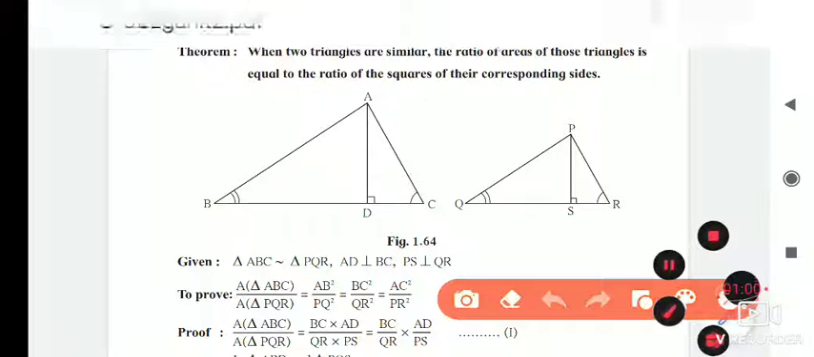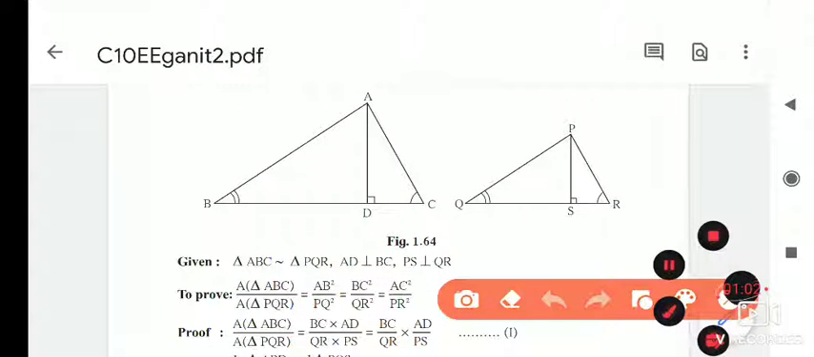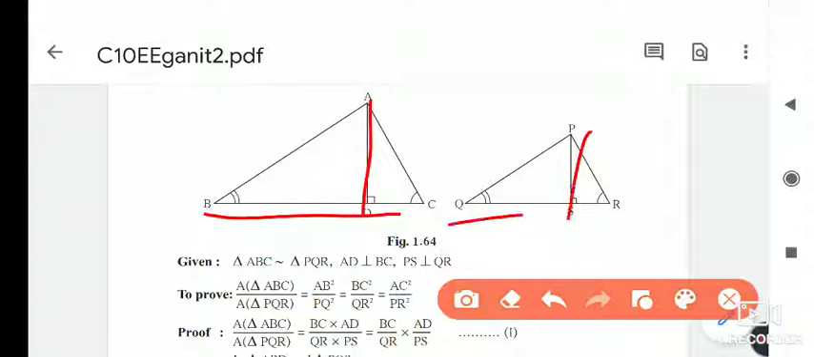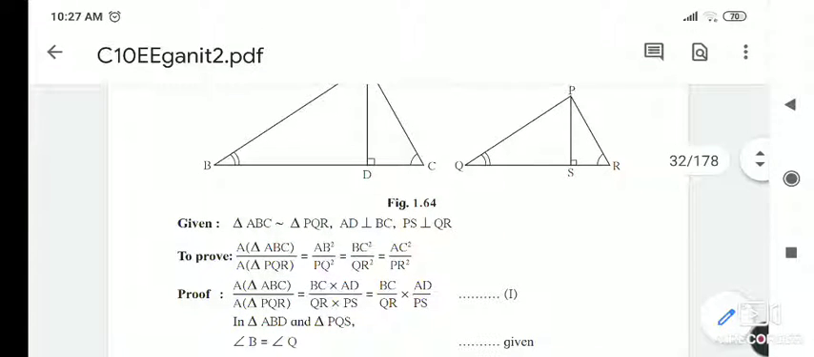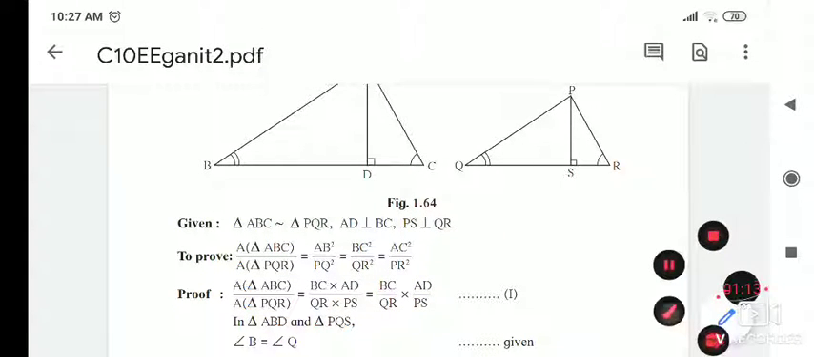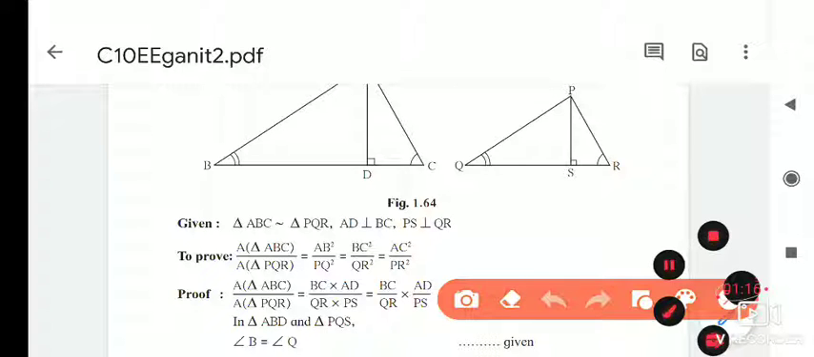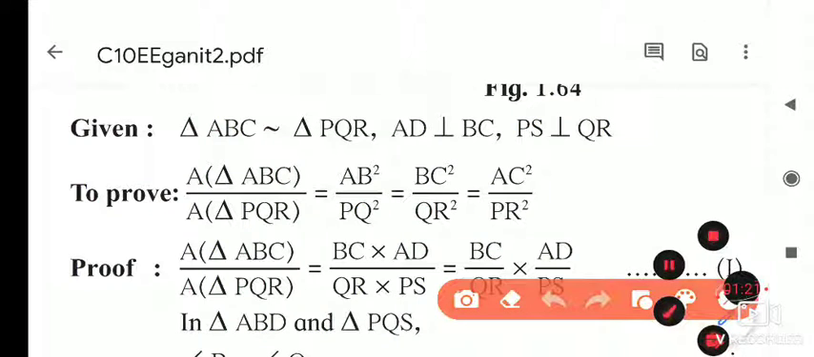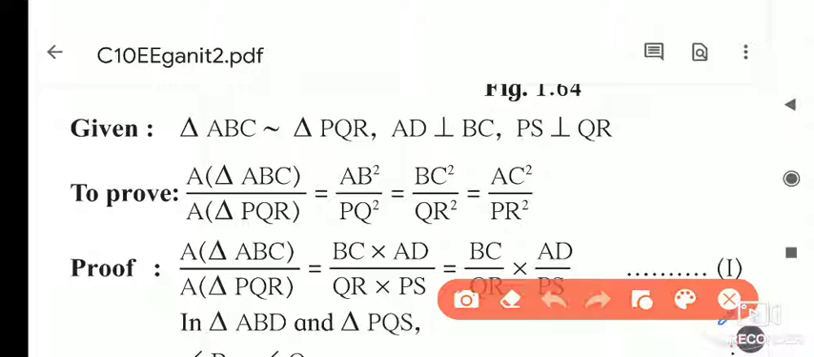So first of all, the given is: triangle ABC is similar to triangle PQR. AD is perpendicular to BC, PS is perpendicular to QR. We have to show that the area of ABC upon the area of PQR is equal to AB square upon PQ square, or BC square upon QR square, or AC square upon PR square, as these two triangles are similar to each other.